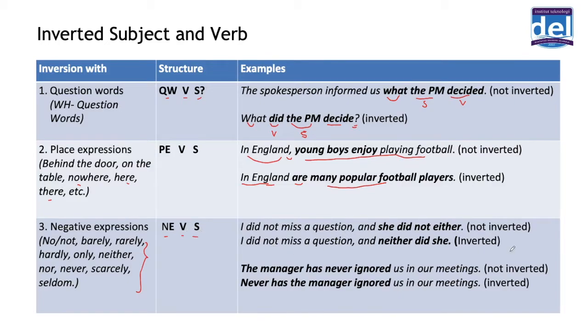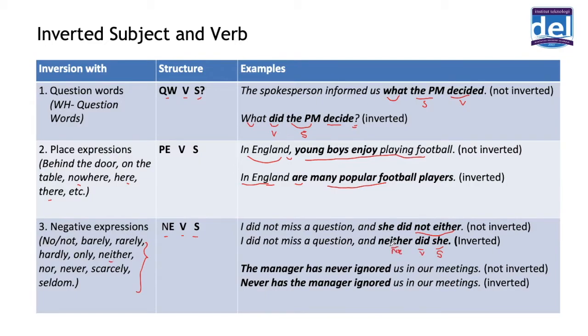Now let's see the examples here. I did not miss a question, comma, and she did not either. The subject and the verb are not inverted because the negative expression comes after the subject. You see, which is not either. Let's compare this one to the second one. I did not miss a question, and neither did she. Neither is one of the negative expressions, and it has the same meaning as not either.